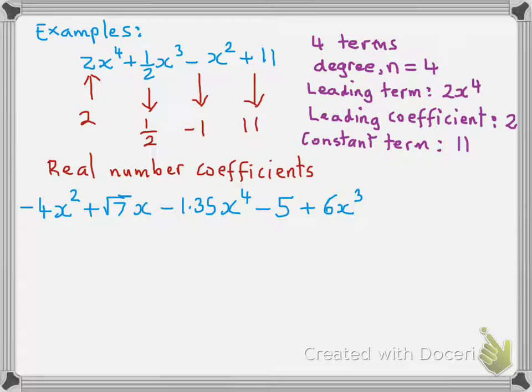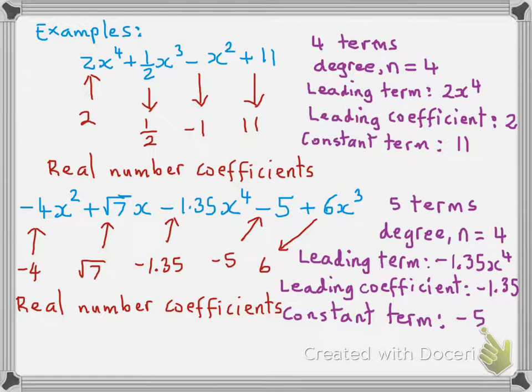Look at another example here. Negative 4x squared plus root 7 times x minus 1.35 times x to the power 4 minus 5 plus 6x cubed. There are 5 terms in this polynomial expression. The degree, the highest exponent, is 4. The leading term is negative 1.35 x to the power 4. The leading coefficient is the coefficient of the leading term, negative 1.35, and the constant term is negative 5. You can see the coefficients there. Root 7 is a coefficient, right? So it's an irrational number. You have real number coefficients in this example as well.